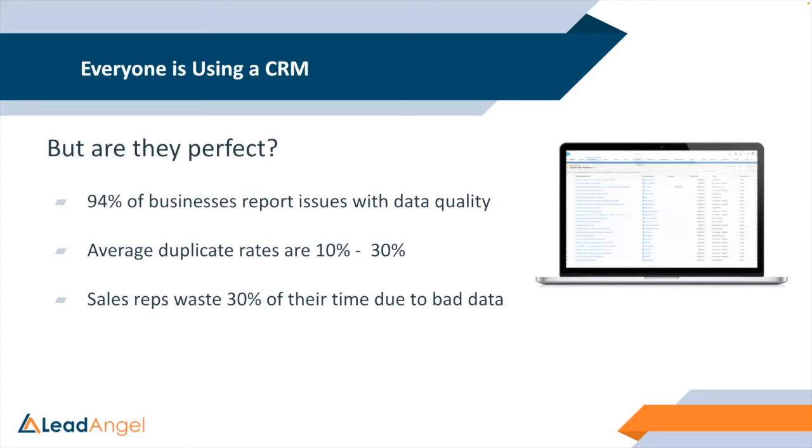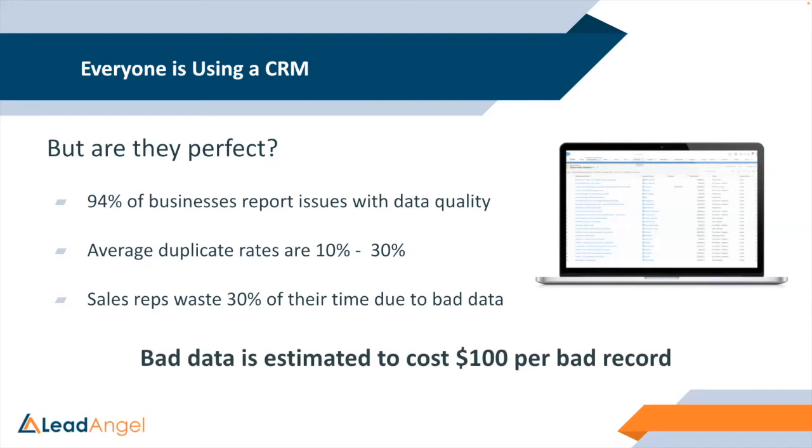In fact, when you look at the lost time and damage to brand reputation or sales, bad data is estimated to cost $100 per bad record. LeadAngel takes on bad data in our first two steps, which is cleaning up the data already in your CRM, and then matching leads to accounts to keep it clean in the future. Let's look at an example.